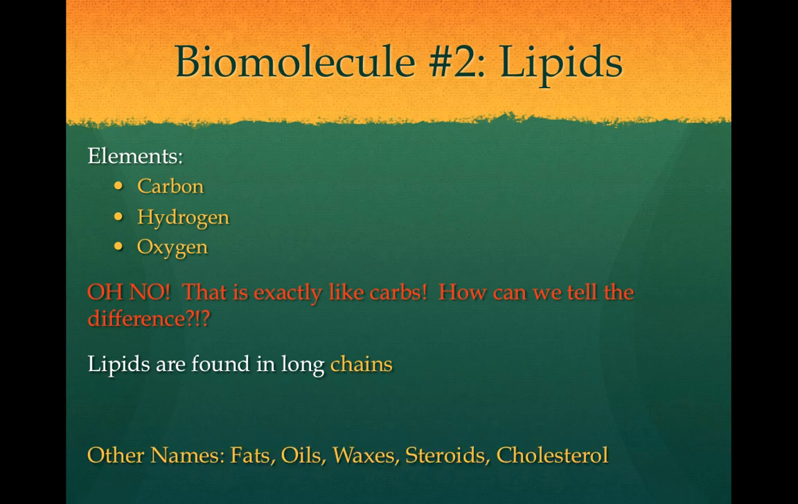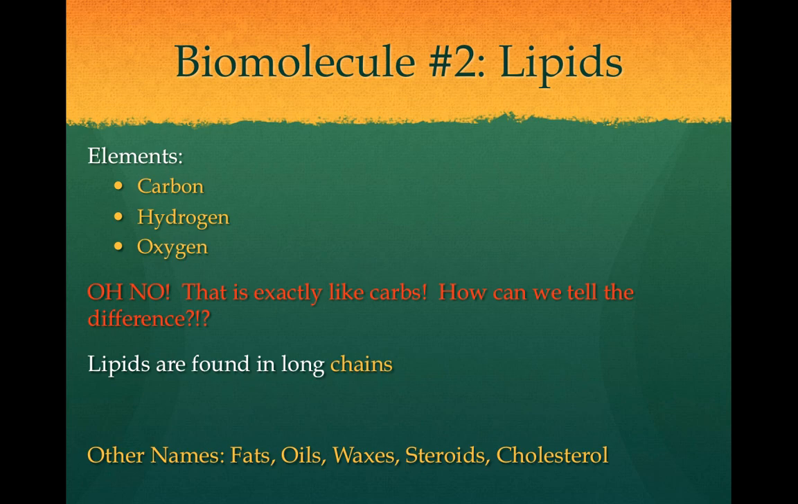Other names: we don't normally use the word lipids, but you definitely have used these words before. Lipids are fats, oils, waxes, steroids, and cholesterol. You're probably most familiar with fats and oils, like animal fat, which is what we store on our body, and oils we cook with. Waxes like earwax. Steroids we often think of like bodybuilding, when people are doping, they take steroids. And cholesterol is a type of steroid, really important for function. So it's not a bad thing, even though we generally associate cholesterol with bad things. So these are the other names.